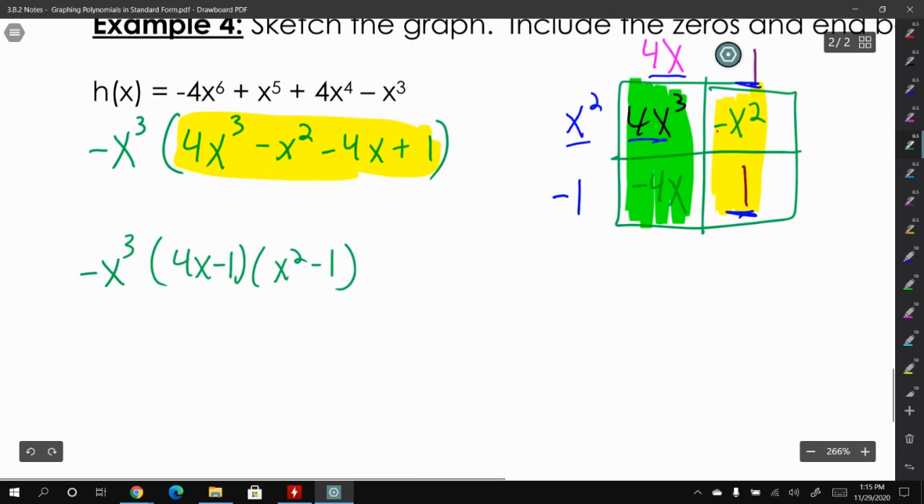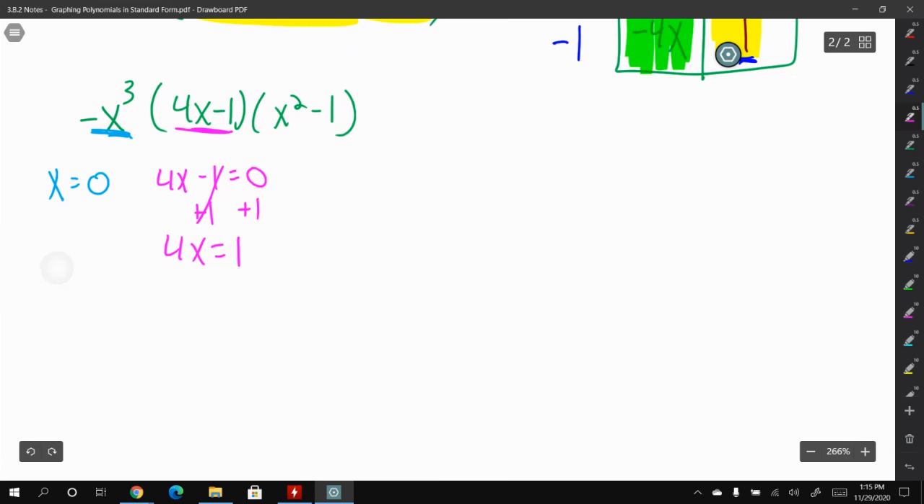And then we have to set each of those equal to 0. Negative x to the third, that just means x equals 0. Then 4x minus 1, we set that equal to 0. We'll add 1. We get 4x equals positive 1. And then when we divide both sides by 4, we get x equals 1/4, or 0.25. That might make it easier to plot.